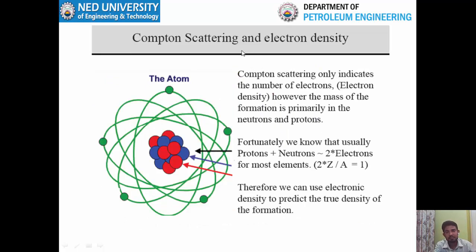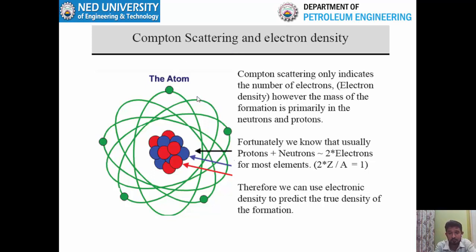So we have seen that the gamma rays are reducing their energy because of Compton scattering, and Compton scattering generally indicates the number of electrons, the electron density of the formation. But we know that in an atom we also have neutrons and protons. So we are interested in measuring formation density rather than only the electron density.